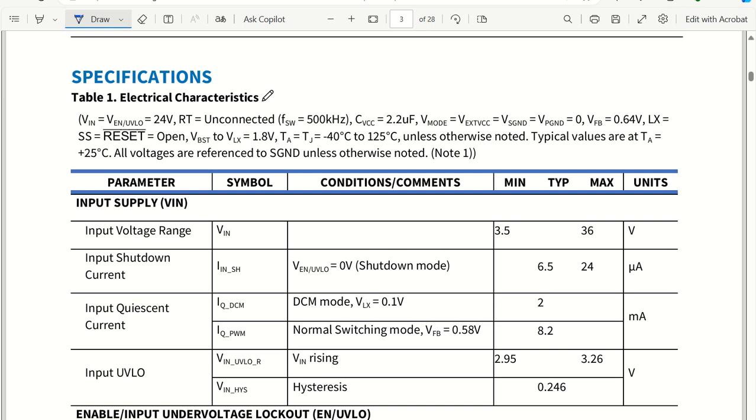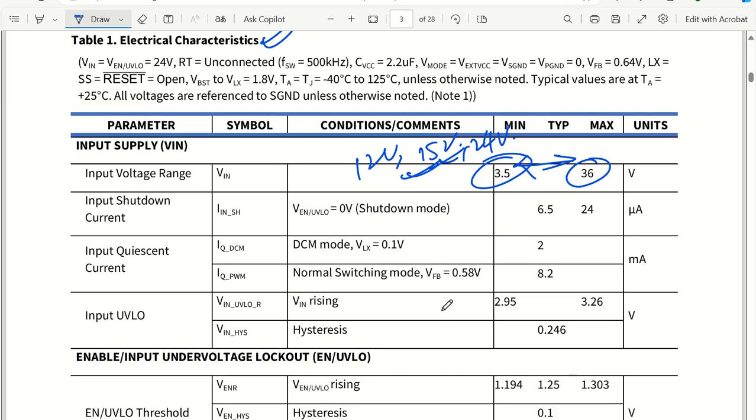Coming back to the electrical parameters. As I already explained, the input voltage that you have to keep in mind is 3.45 volt to 36 volt. So if you have a system of, let us say, 12 volt or 15 volt, this IC will be most suitable for your design. Even for a 24 volt system, it will be a good idea.